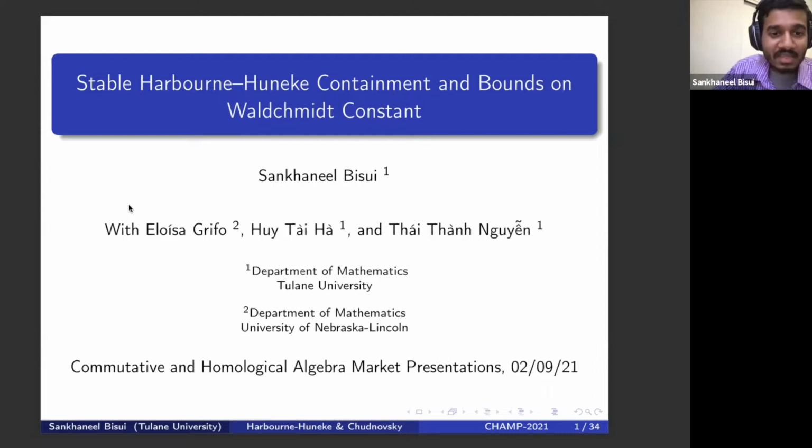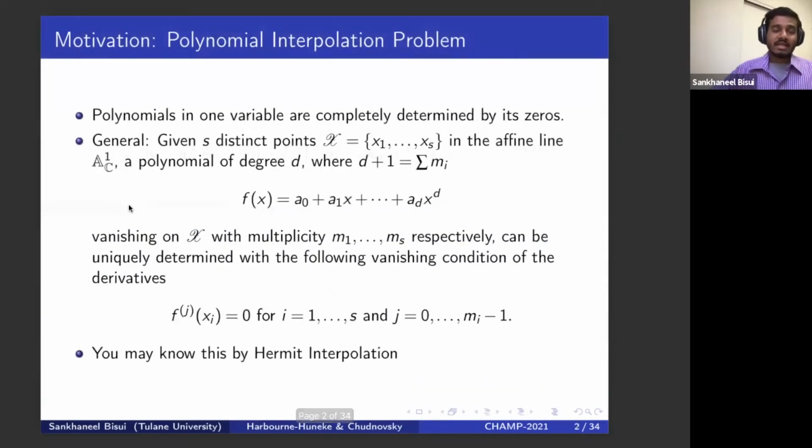So let's see some motivational background that inspired us to study this containment and most of all the Waldschmidt constant. So for a polynomial in one variable, we can determine the polynomial completely by its zeros.